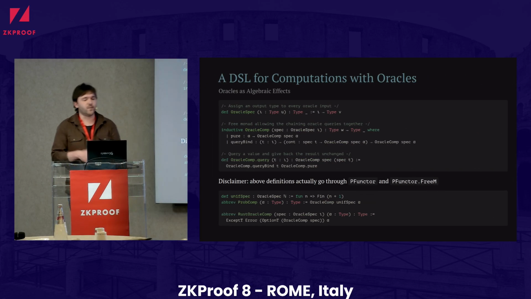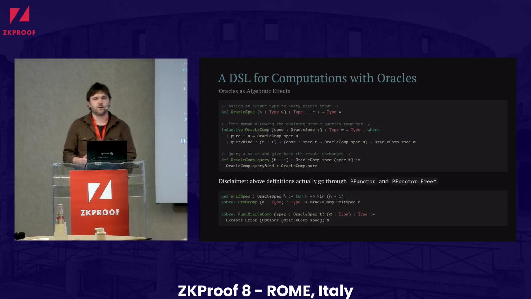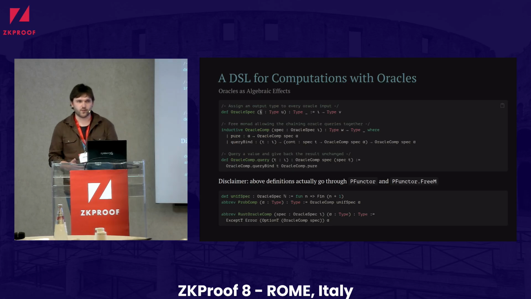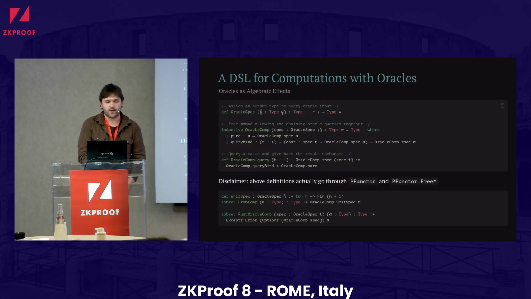So the main thing we're providing here is a DSL for computations with oracles. The basic definition we have is we first specify what kind of oracles we can be calling. I think this was covered in some earlier talks, but say iota is the set of all possible oracle inputs. If you have maybe 5 different oracles, then it might be a sum of multiple different types. And this oracle spec is just mapping every input to the type of its output.